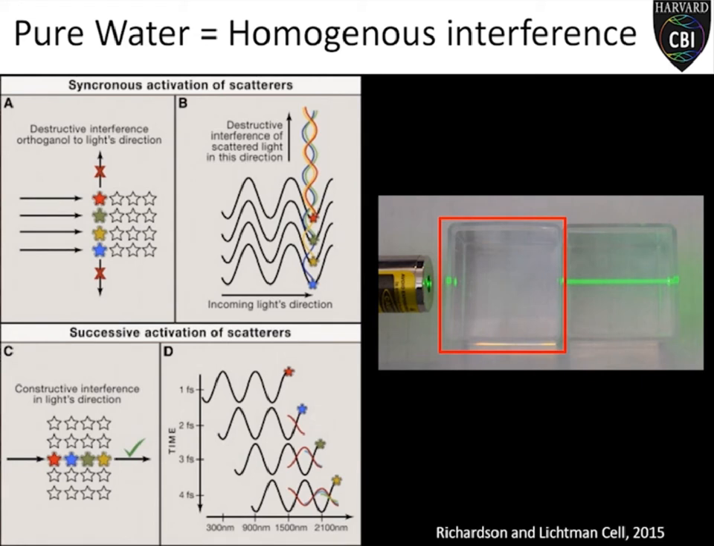If you take a look at these little diagrams on the left here, let's look at panel A first. The horizontal arrows there represent the laser light coming into the cube. And these colored stars represent the first row of water molecules that are just inside that cube. What's going to happen is the laser light is going to come in contact with these water molecules, and some of that laser light is going to be scattered by the water molecules. So what does that actually mean? What it means is there's a photon of that laser light that hits the water molecule.